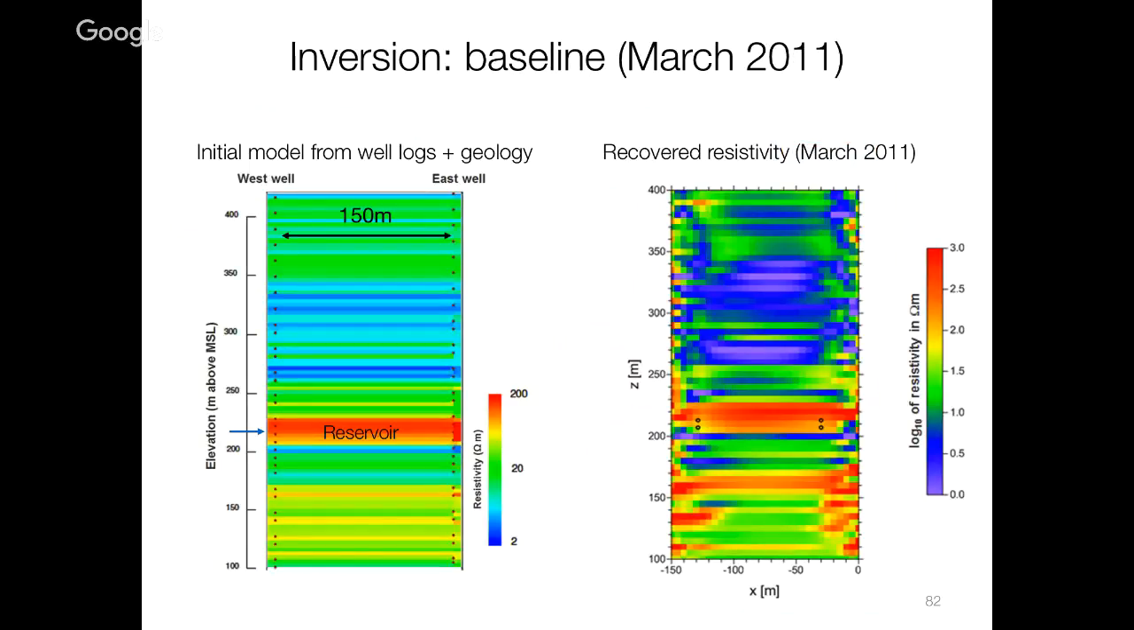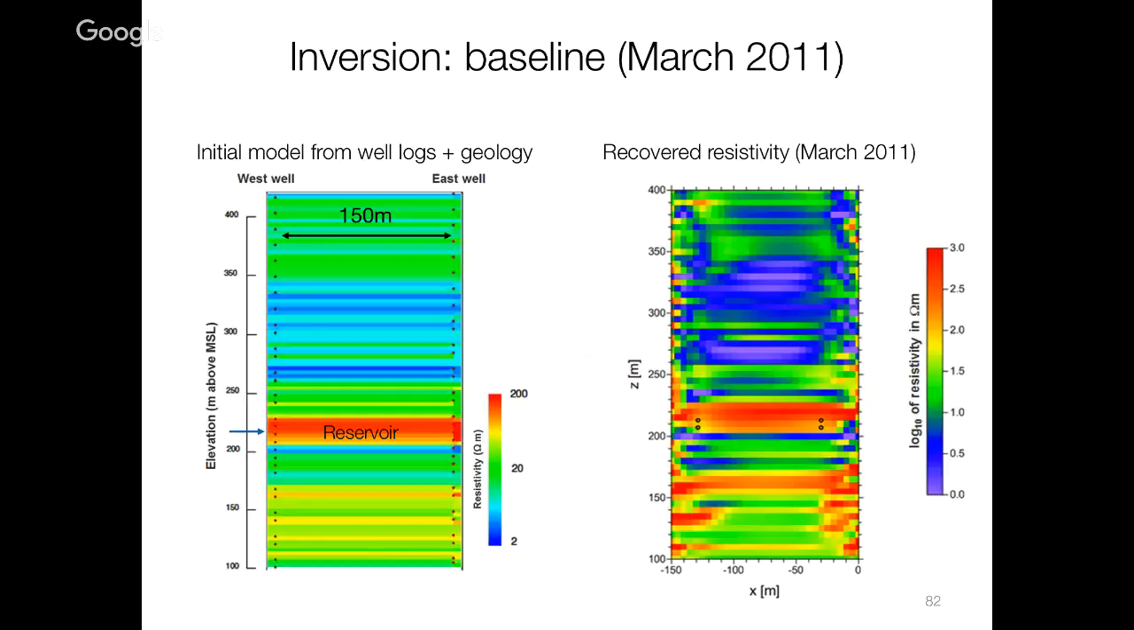Doing the inversion, so you've got the two wells. This is separated by 150 meters. And you need to start from someplace. So let's start from what's known about the geology, the geologic logs, and any information you've got. Build a 3D model. In this case, the conductivity or resistivity between those two wells looks like this. So the high resistive region in here, that's the reservoir. Remember, the petroleum hydrocarbon is 100 ohm meters or more.